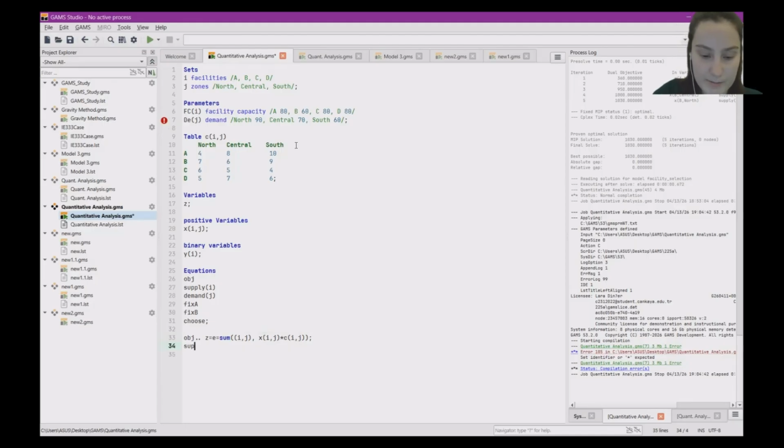So supply. Why did I put an I here? Because the supply constraint has to do with the facility. How much a facility is going to supply has to do with the facility. So I'm using I there. Sum. And obviously we are also going to use J here, because J is also going to increase.